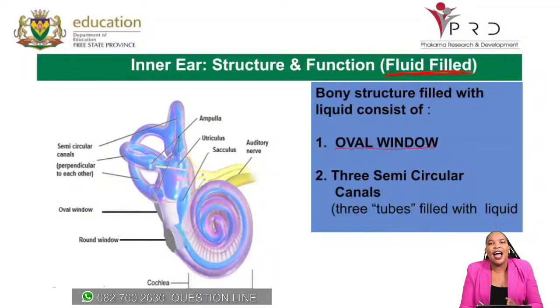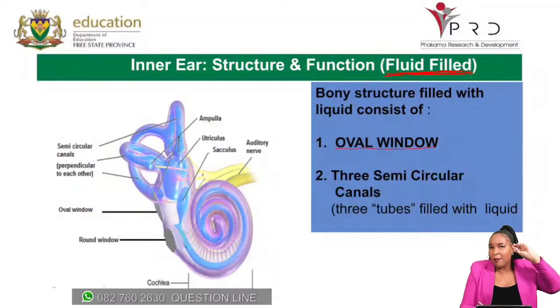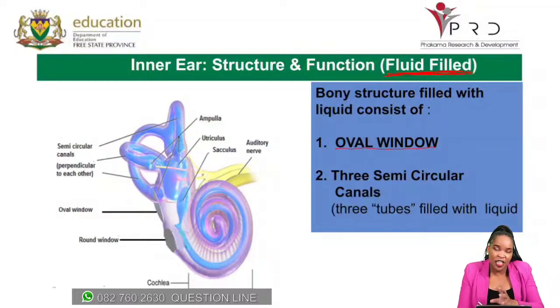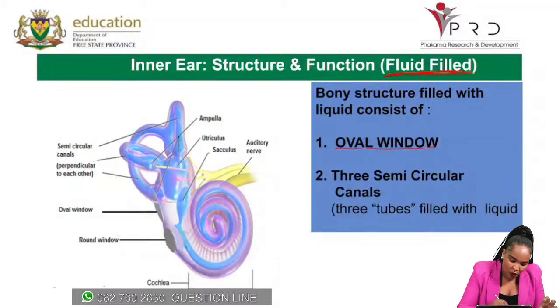The windows are in the inner ear. Remember the outer ear, we've only spoken about the pinna, the auditory canal, and the tympanic membrane. And then we entered into the middle ear. The middle ear is where you find the 3 ossicles, which are your hammer, your anvil, and your stirrup, and then your eustachian tube. Now we are in the inner ear, which is fluid filled. The inner ear starts with the oval window.